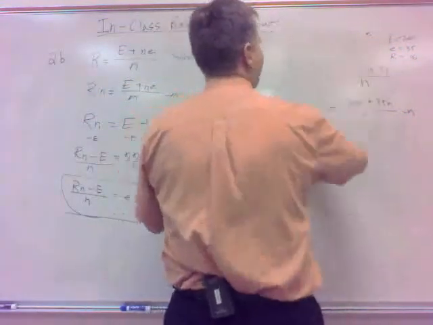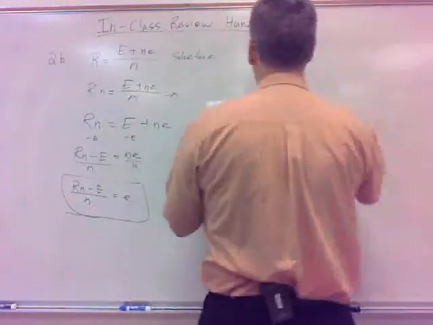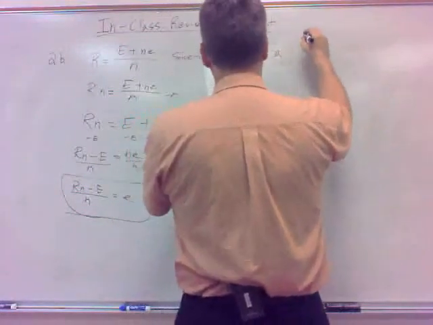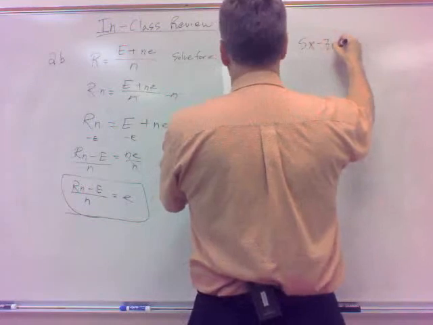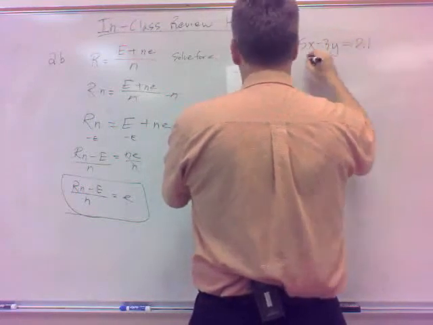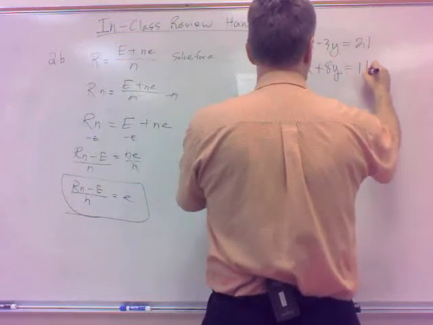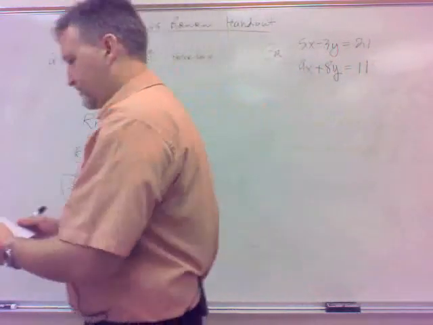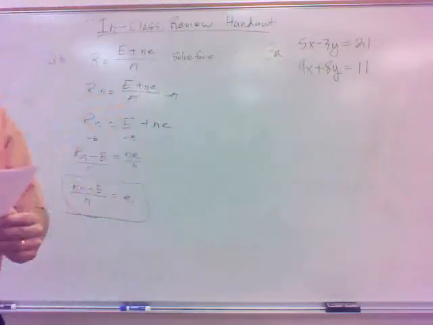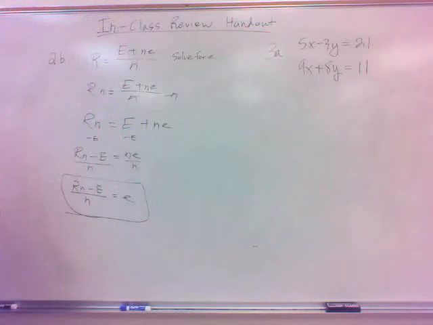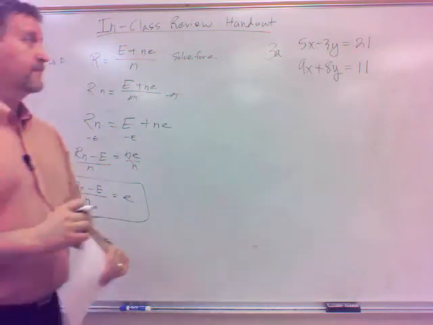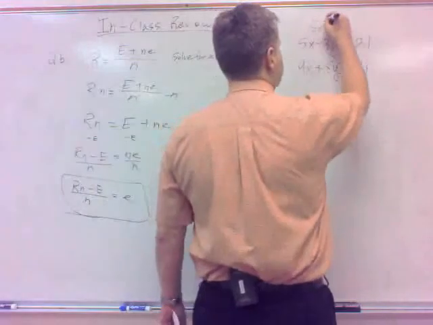3a. 3a has 5x minus 3y equals 21, 9x plus 8y equals 11. Yeah, it's a little system. And we know a little bit about those now, don't we? Solve by a couple of methods we've got for solving. This one is more set up for which one? Elimination method, yeah. Solve this one by elimination.